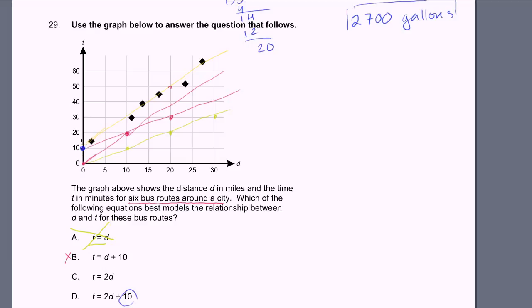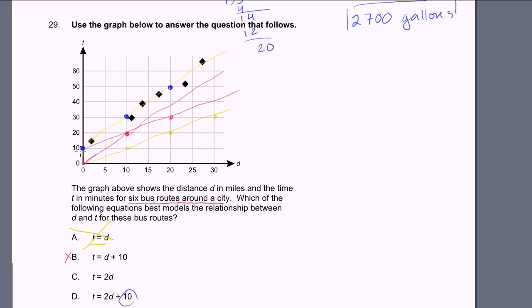And then we go up by 2d, or another way you could think of it, when d is 10, we get 2 times 10 plus 10. We're going to go to 30. When d is 20, 2 times 20 plus 10 is 50. We're going to be at 50.